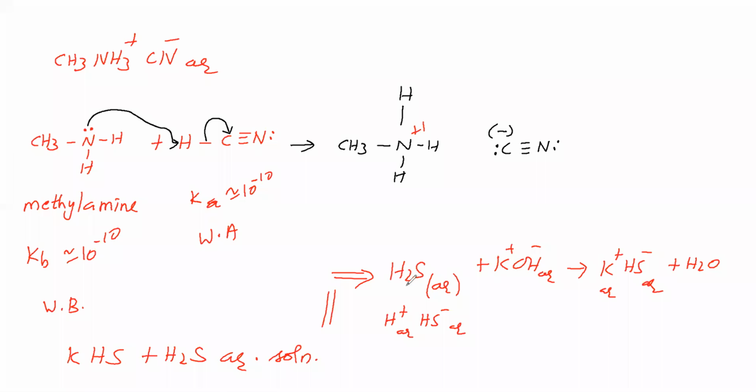Now you see, for this H2S, what is the Ka value? We will see. Ka1 equals 10 power minus 7. Ka1 means, because it has 2 H plus ions, 2 H plus ions means we have to say 2 Ka values. Those Ka values I will write first. Now H2S first gives 1 H plus, then it becomes HS minus aqueous. For this, Ka is called Ka1, nearly 10 power minus 7.